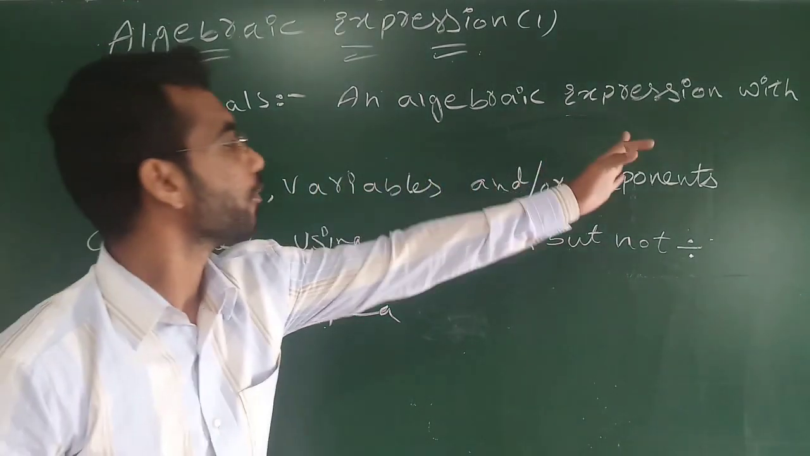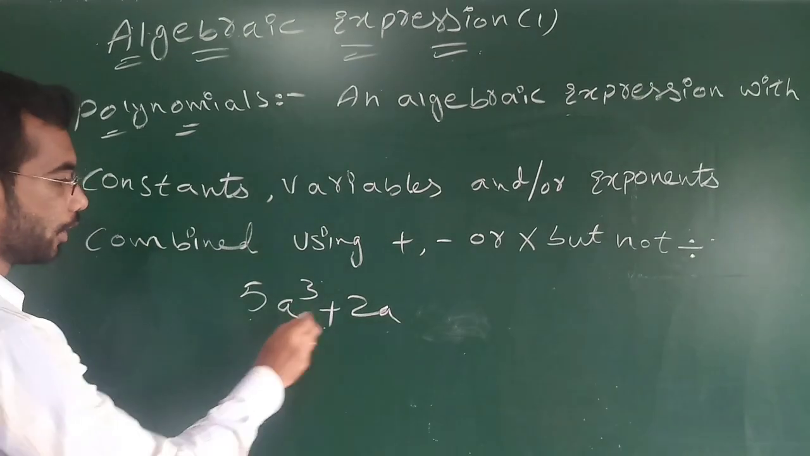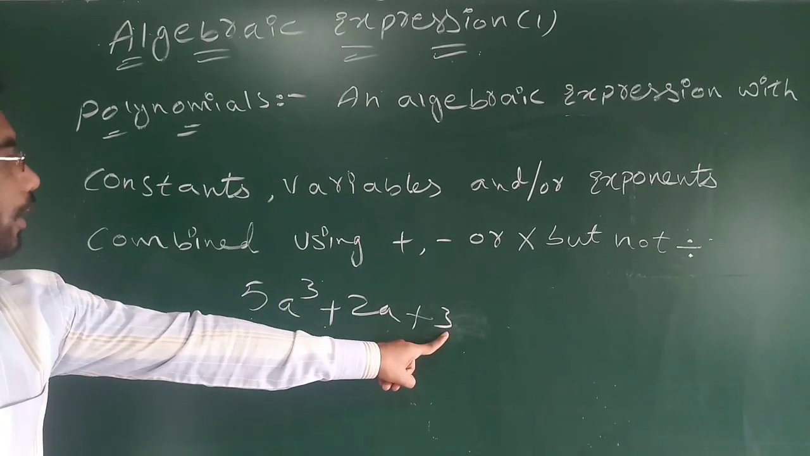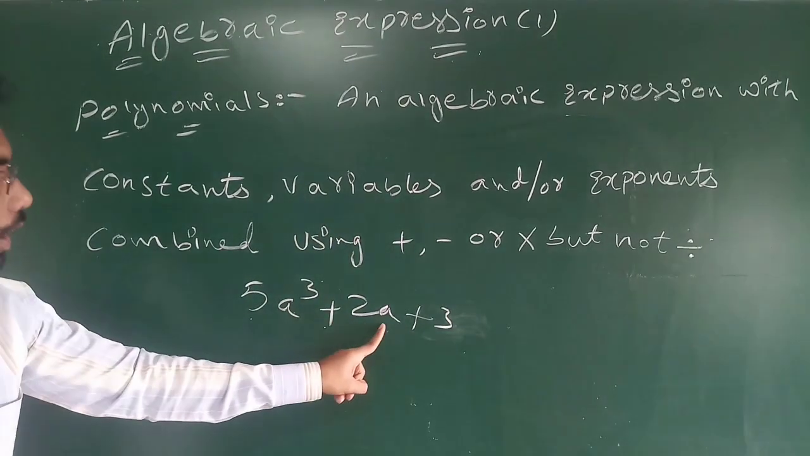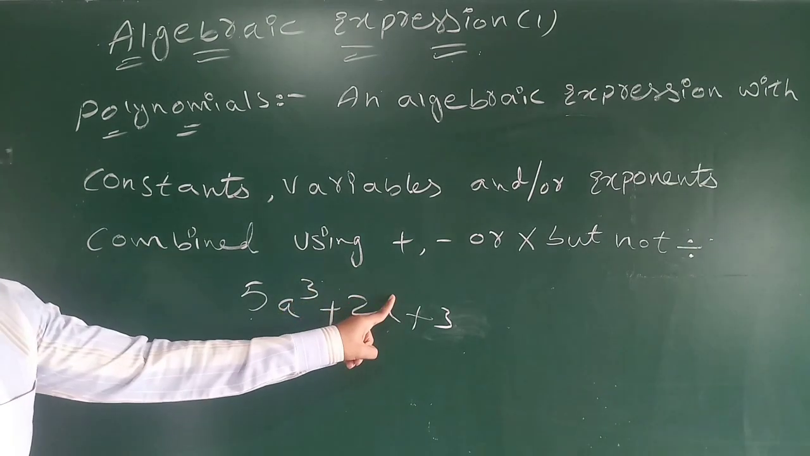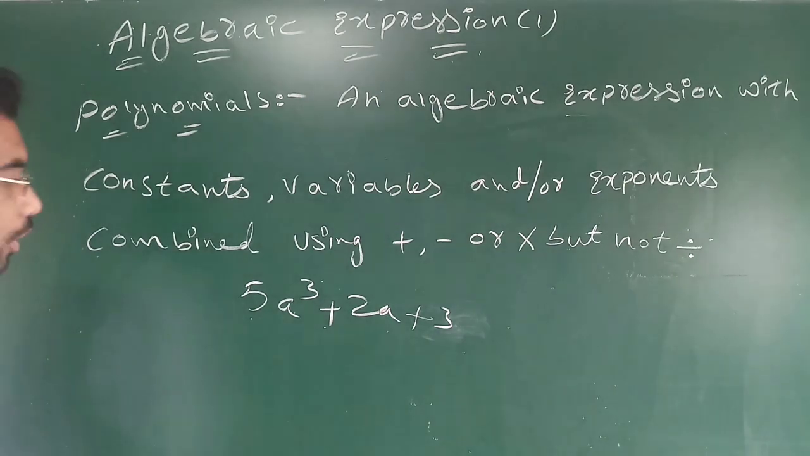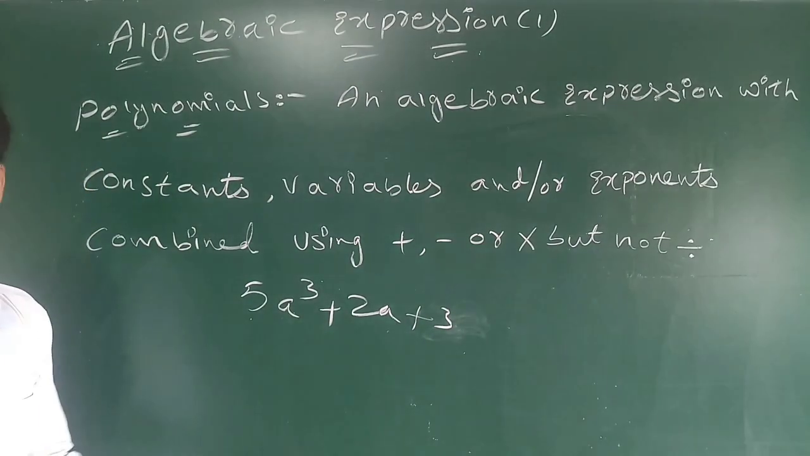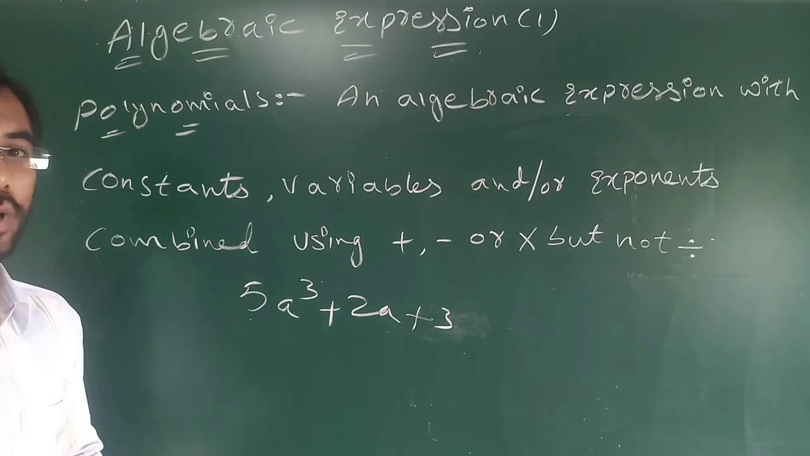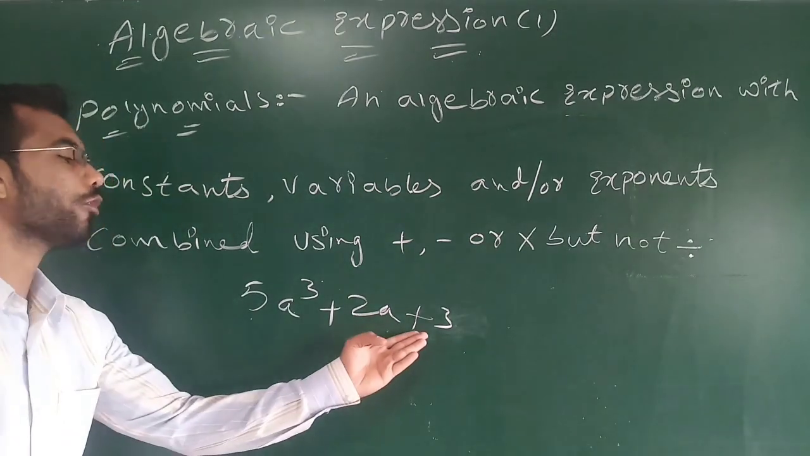Okay, expression with constants. For example, if I am taking 3 here, 3 is the constant. Variables: a is the variable. What is the exponent? 3, and here the exponent is 1. Combined using addition, subtraction, multiplication, but not division. See here, it is multiplying. Here it is adding. If you want to put it here, you can put.